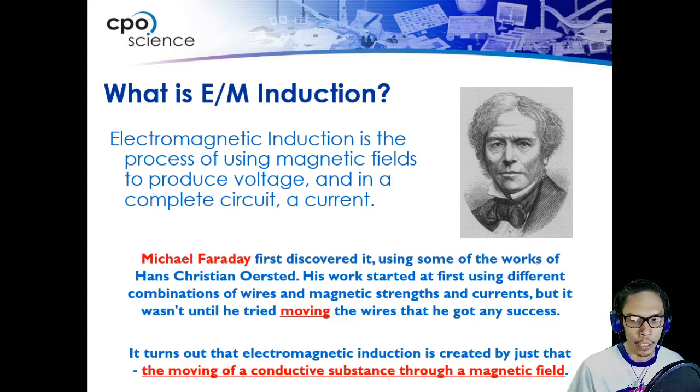According to Michael Faraday, he discovered that when you move a conductive substance through a magnetic field, current will be produced. He also worked the other way around: the magnet moves relative to the conductive substance, and he got the same result. In this discussion today, we will try to discover what these things are that he discovered in electromagnetic induction.